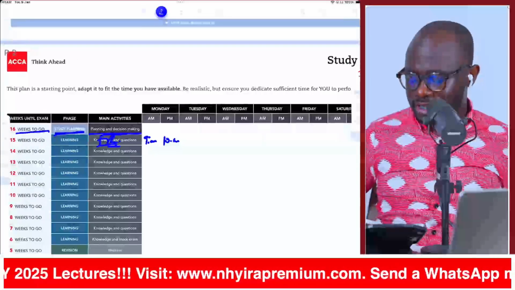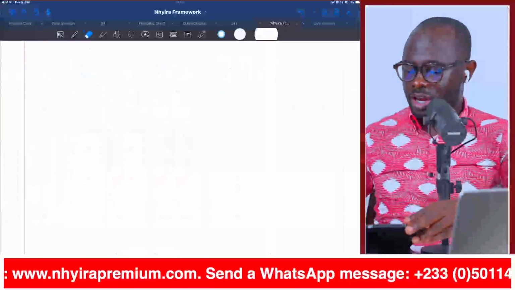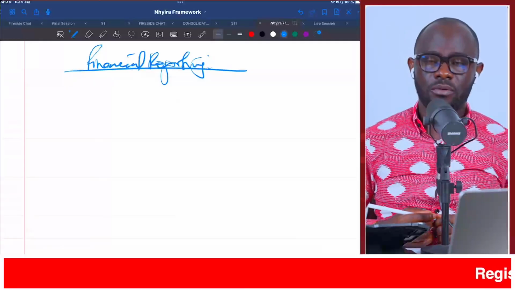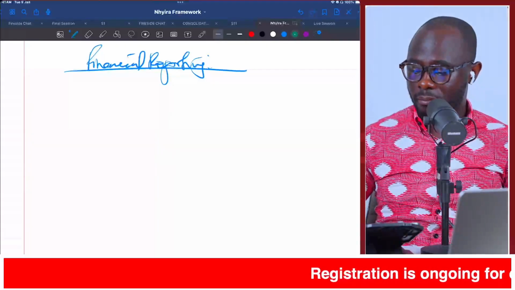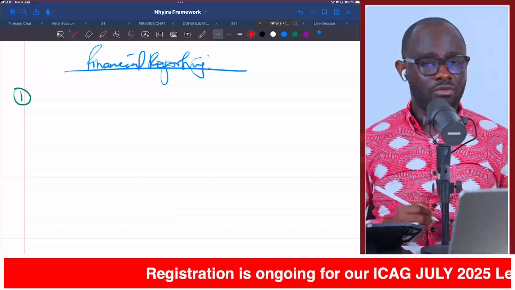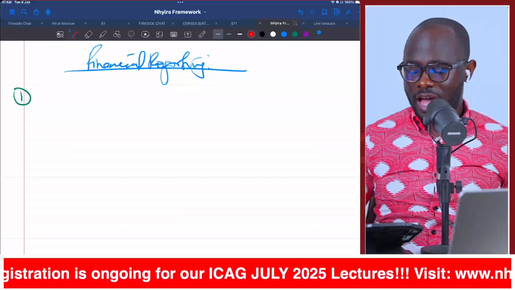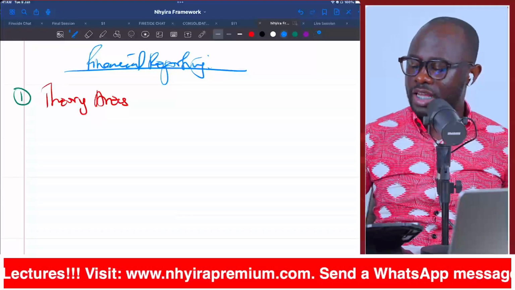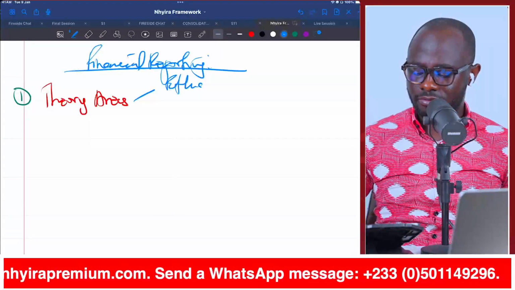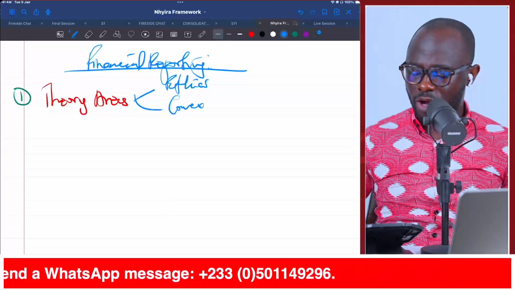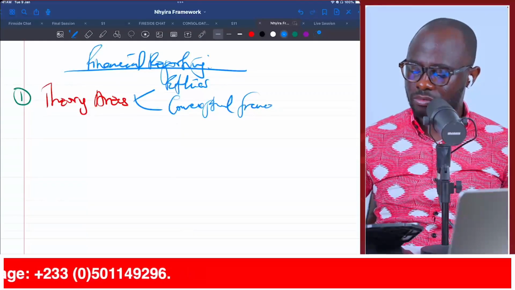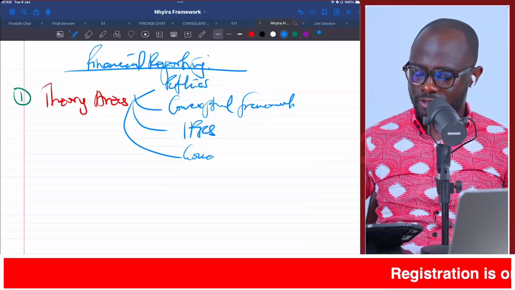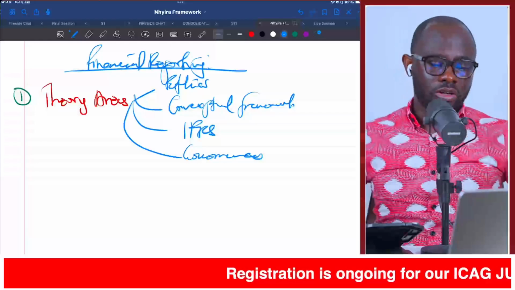So let's say you are writing financial reporting. You have to break down the financial reporting into the key areas that you need to understand. What are the key areas we have to be mindful of? The first area is what I call the theory areas. This includes things like ethics, the conceptual framework, the regulatory framework, the IFRS Foundation, and governance. These are all theory areas.